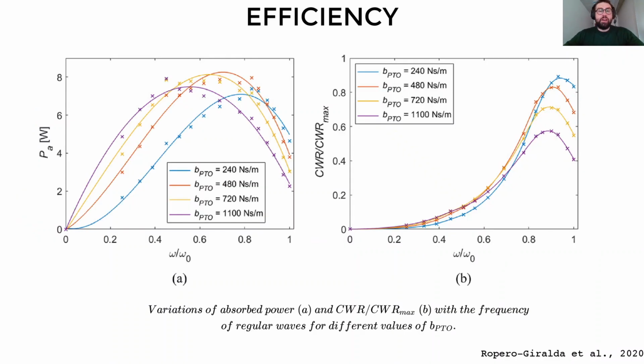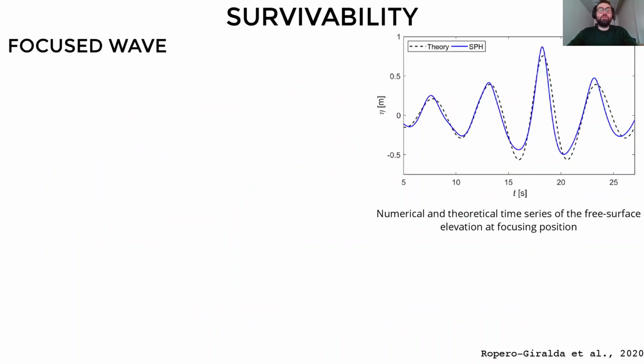Here the results are charted: on the left, the power absorbed by our device, and on the right, the efficiency chart. These two charts could be used to identify and get useful information about the dynamic properties of this device. Finally, we performed a survivability analysis considering a focused wave model of the extreme condition that we take into account.